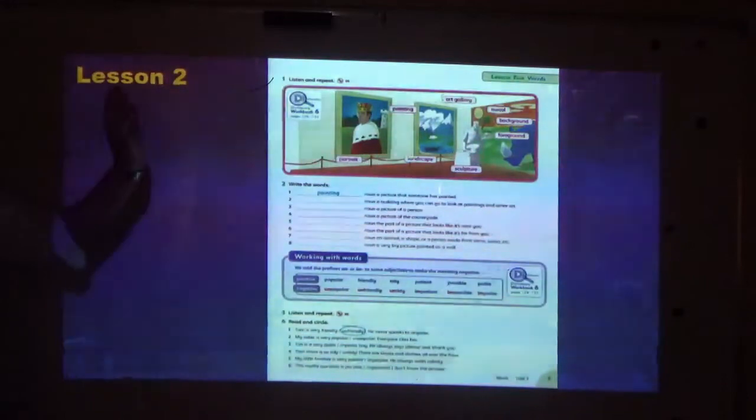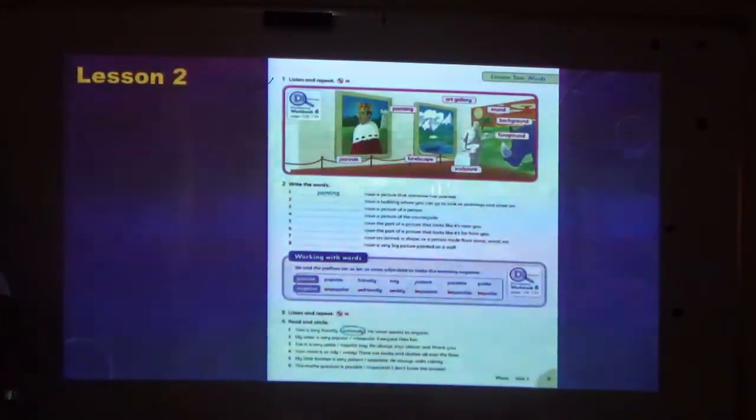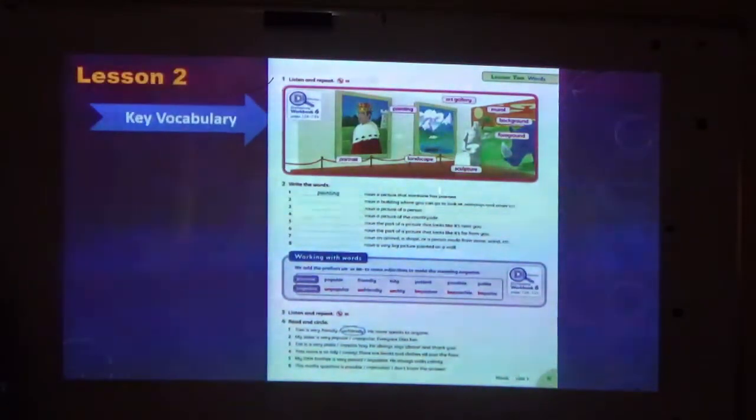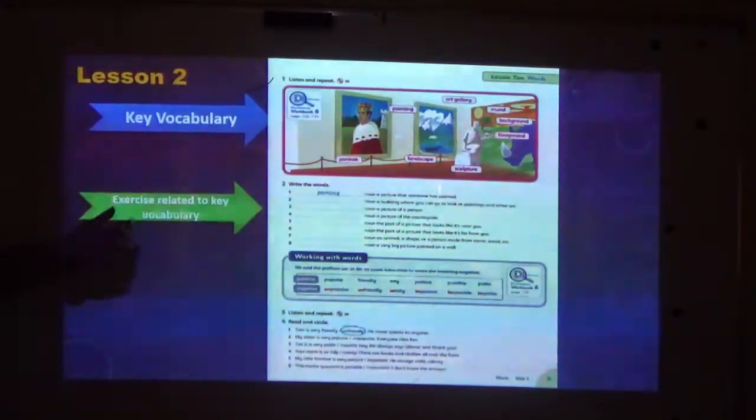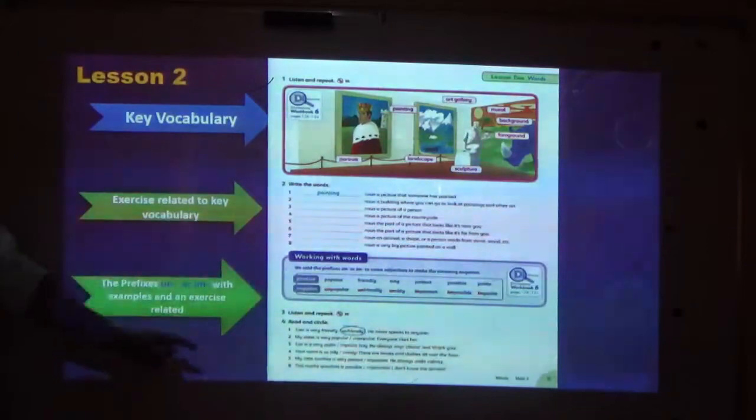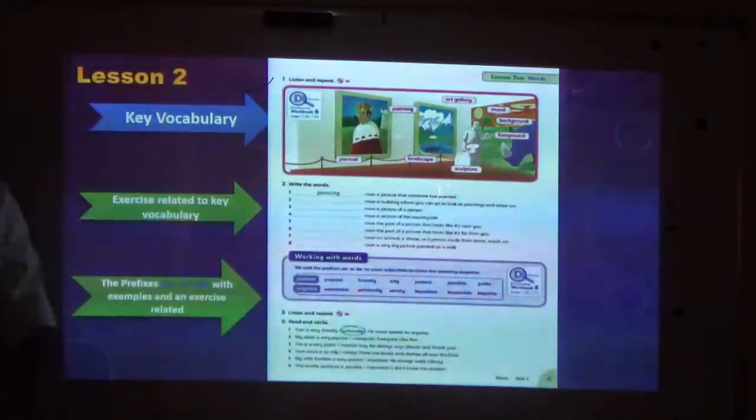This is lesson 2, and here we have key vocabulary. After that, a related exercise, and later we'll talk about some prefixes.